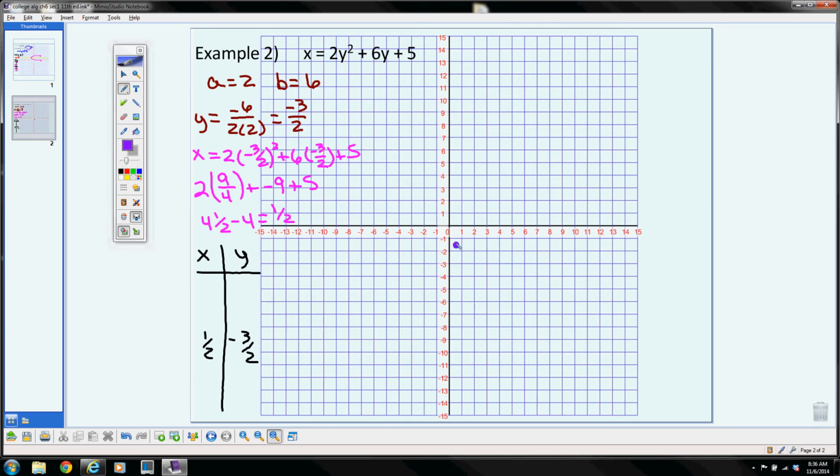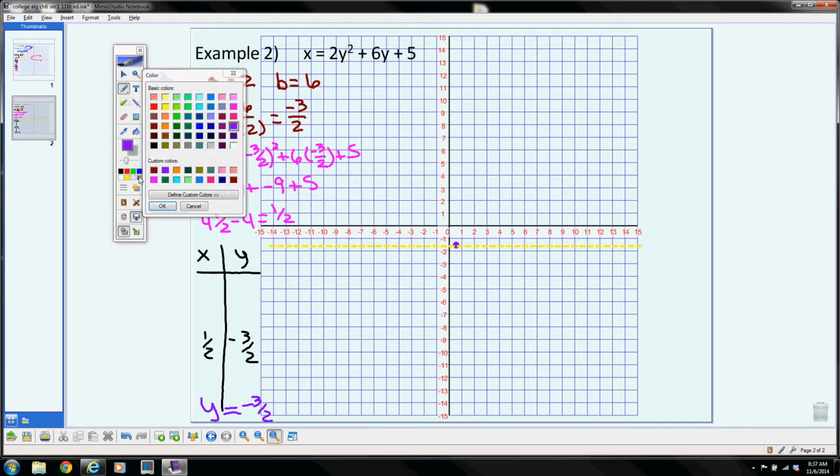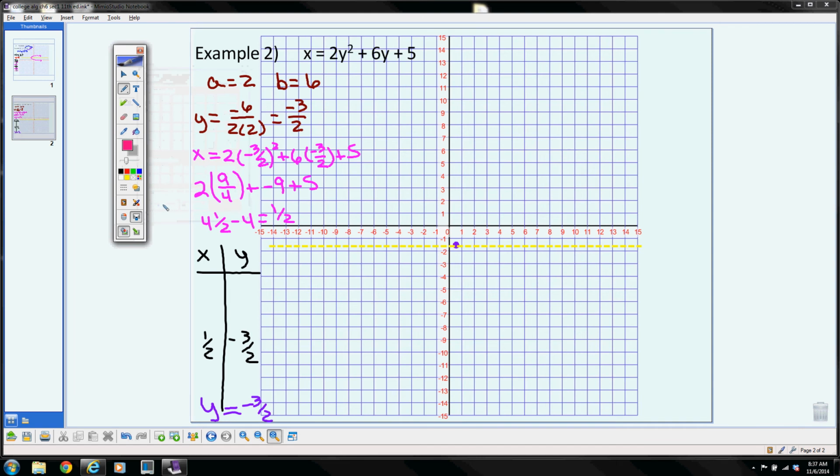Don't forget, we have an axis of symmetry. The axis of symmetry is going to be at y equals negative 3 halves, because remember, when your y is squared, it's at the y value of your vertex. Now normally when it's a fraction, I don't use symmetry because it's a little bit tougher. In this case, I am going to use symmetry because it's a 1/2.